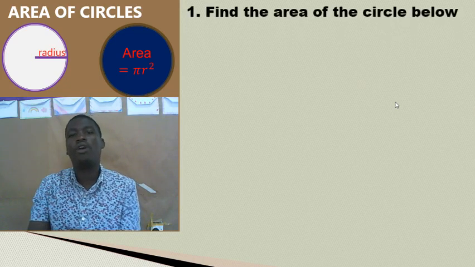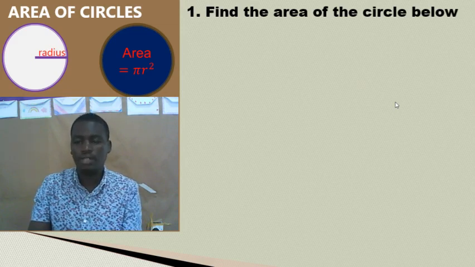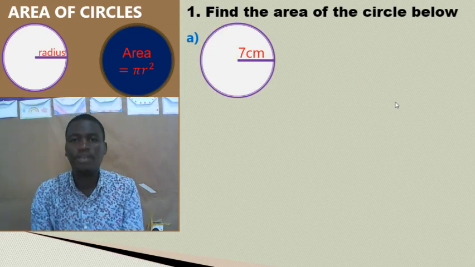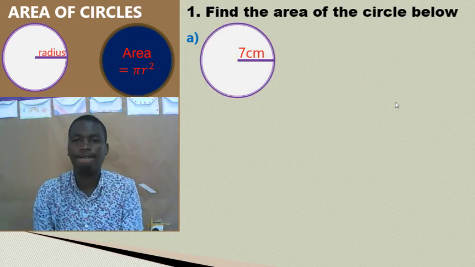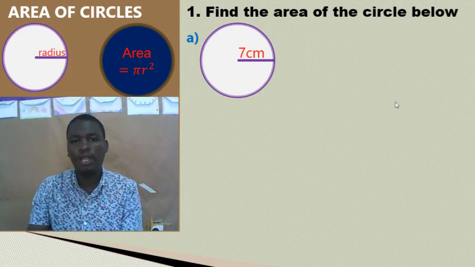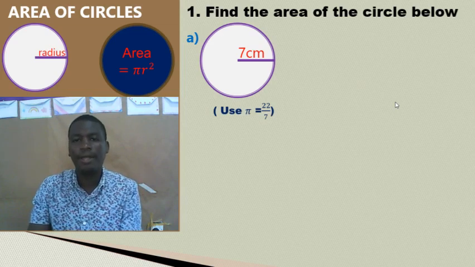We're going to look at example one, saying, find the area of the circle below. This is our part A. This is our circle. The circle is given the radius of 7 centimeters. How are we going to find the area? Using the formula stated there, in that circle which is colored blue, before that, they have even told you that as you are finding the area, use pi equals 22 out of 7. We are going to use pi as 22 out of 7 to find the area.